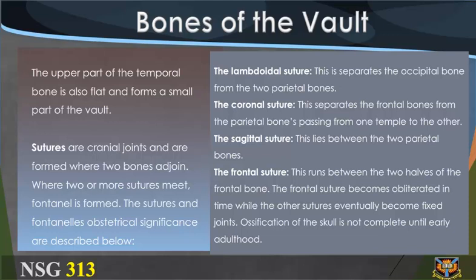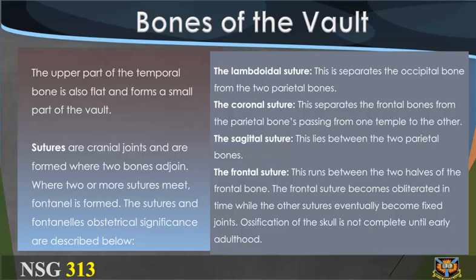The lambdoidal suture. This separates the occipital bone from the 2 parietal bones. The coronal suture. This separates the frontal bones from the parietal bones, passing from one temple to the other. The sagittal suture. This lies between the 2 parietal bones. The frontal suture. This runs between the 2 halves of the frontal bone.